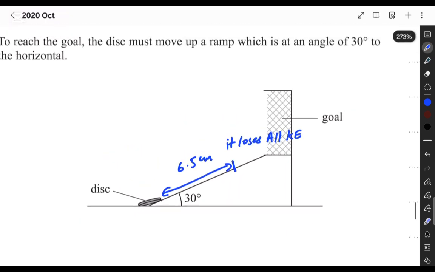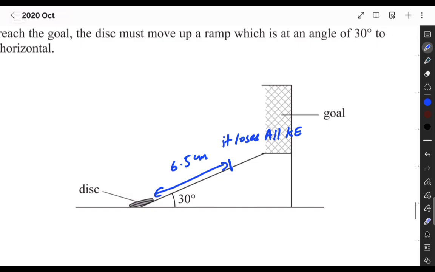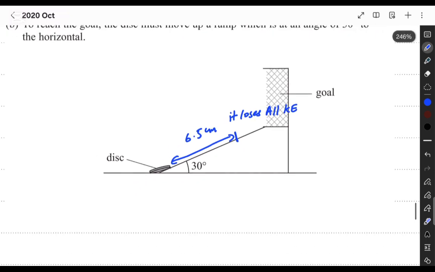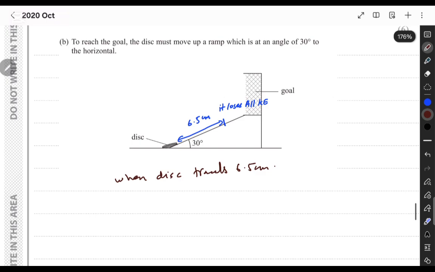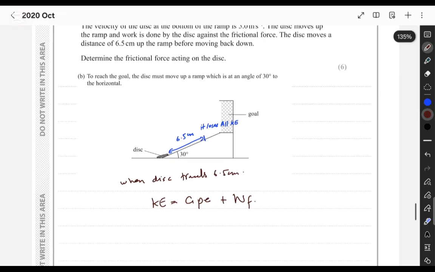Does this make sense? As it goes up, it's losing KE. Where is that KE going to? To GPE and work done against friction. After traveling 6.5 centimeter, its KE completely becomes zero, all of it is gone, and then it falls down. So I can say when the disk travels 6.5 centimeter, all of the KE has gone into GPE plus the work done against friction. I can use this equation, and it's going to be really handy. This is the main equation that we'll be using in this question.